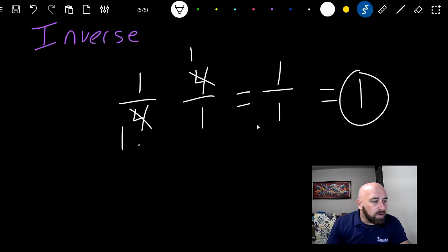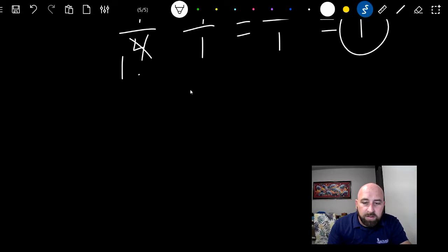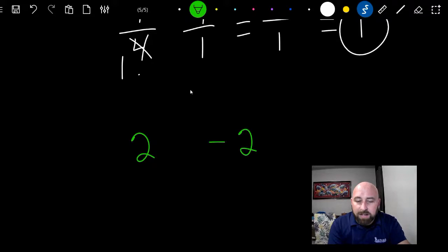Let me show you another type of an inverse. This is an inverse of a negative number. So you'd have a 2, and its inverse would be negative 2. So that would be inverses with positive and negative numbers. Inverses with fractions.